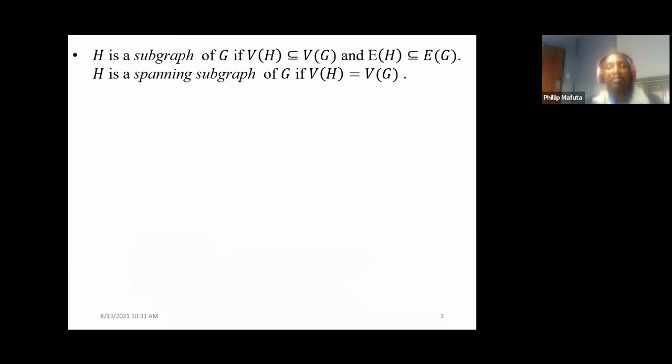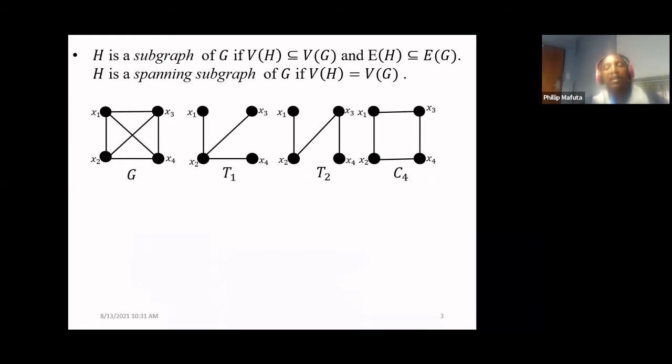Here we define some terms. For a subgraph H, the vertex set of H is a subset of the vertex set of G, and the edge set is also a subset of the edge set of G. A spanning subgraph is such that the vertex set of H is the same as the vertex set of G. If you take this G1, you shall see that T1, T2, and C4 are all subgraphs of G, and they are spanning subgraphs of G. A tree is a connected graph without cycles. Going back to that example, you see that T1 and T2 are trees.